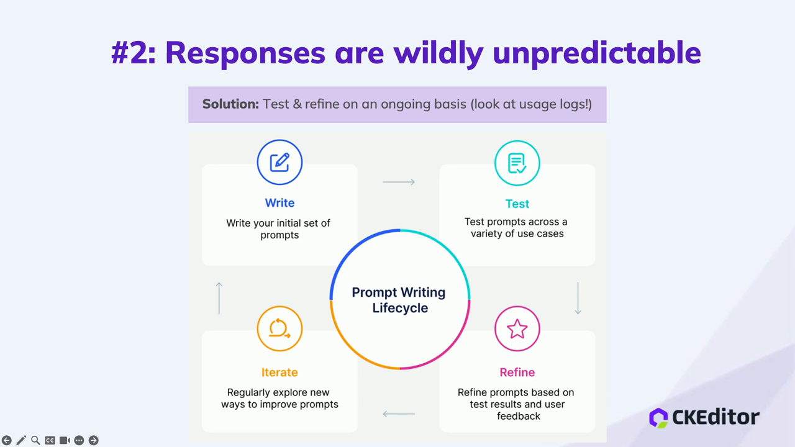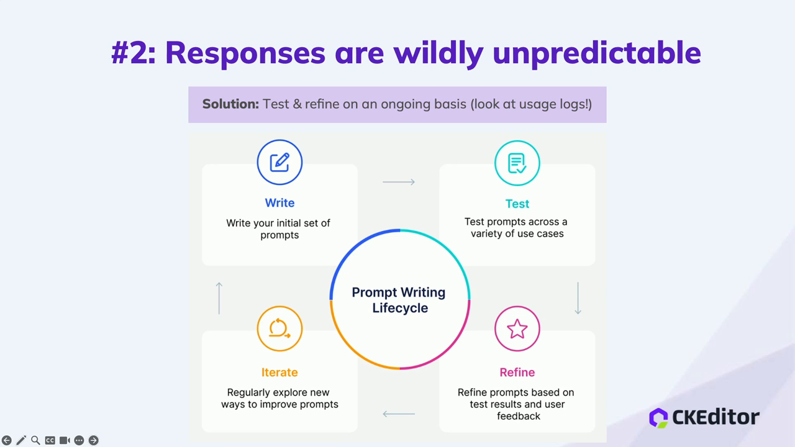The third step is to refine. You have to refine prompts based on test results and user feedback. So once you're done testing, you have to start changing that prompt. We just had a little bit of a feedback session, but I'm sure if I started typing that into my AI assistant and got some wild responses, I'd go back and we could workshop it again and again until we reach a point where we're satisfied with that prompt and it gives us consistent responses.